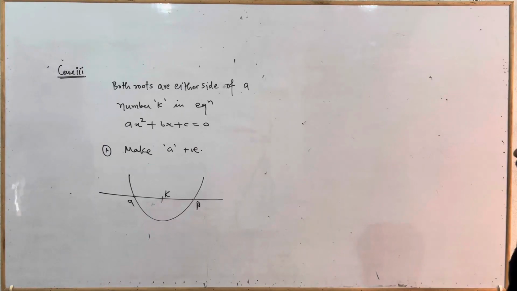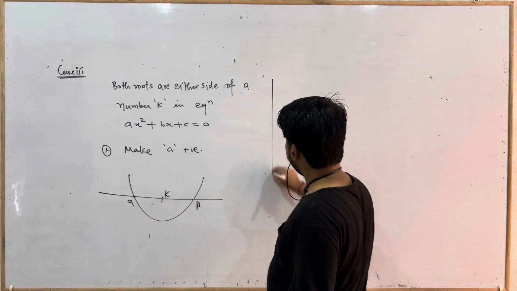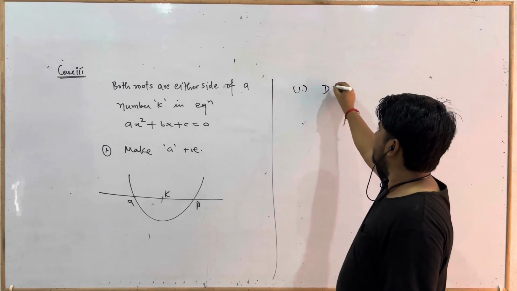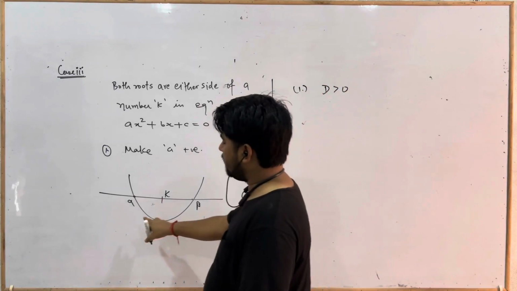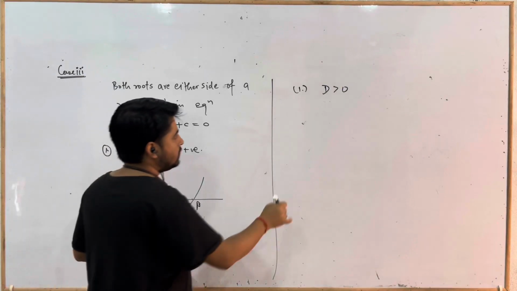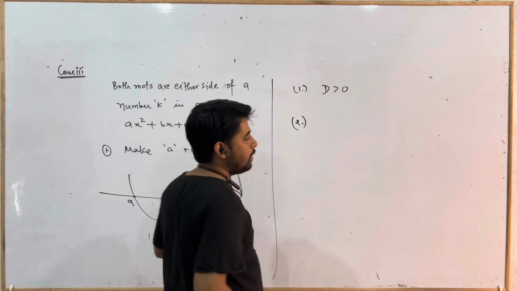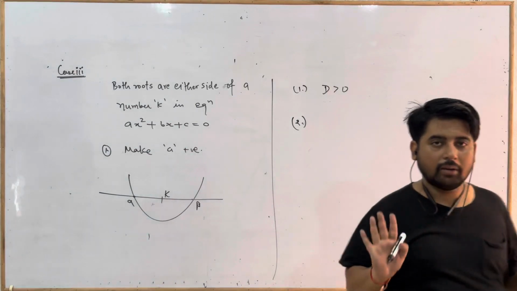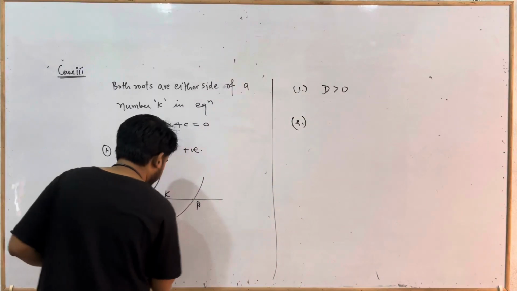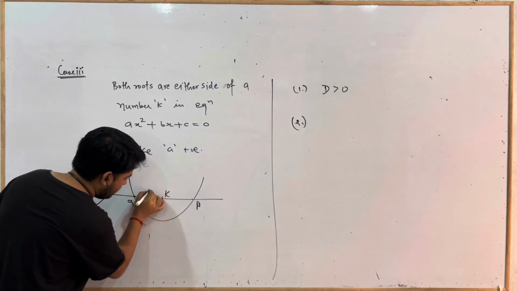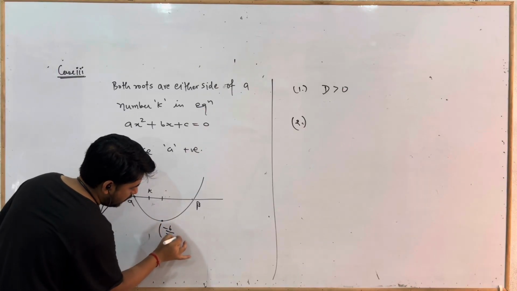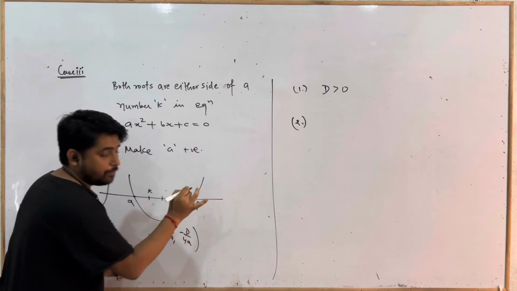Now the very first thing is, what about d? D is greater than 0. That means roots are real and distinct. Second thing, the position of minus b by 2a with respect to this number k. Look here, this is the vertex, minus b by 2a comma minus d by 4a, and I am writing this k here.